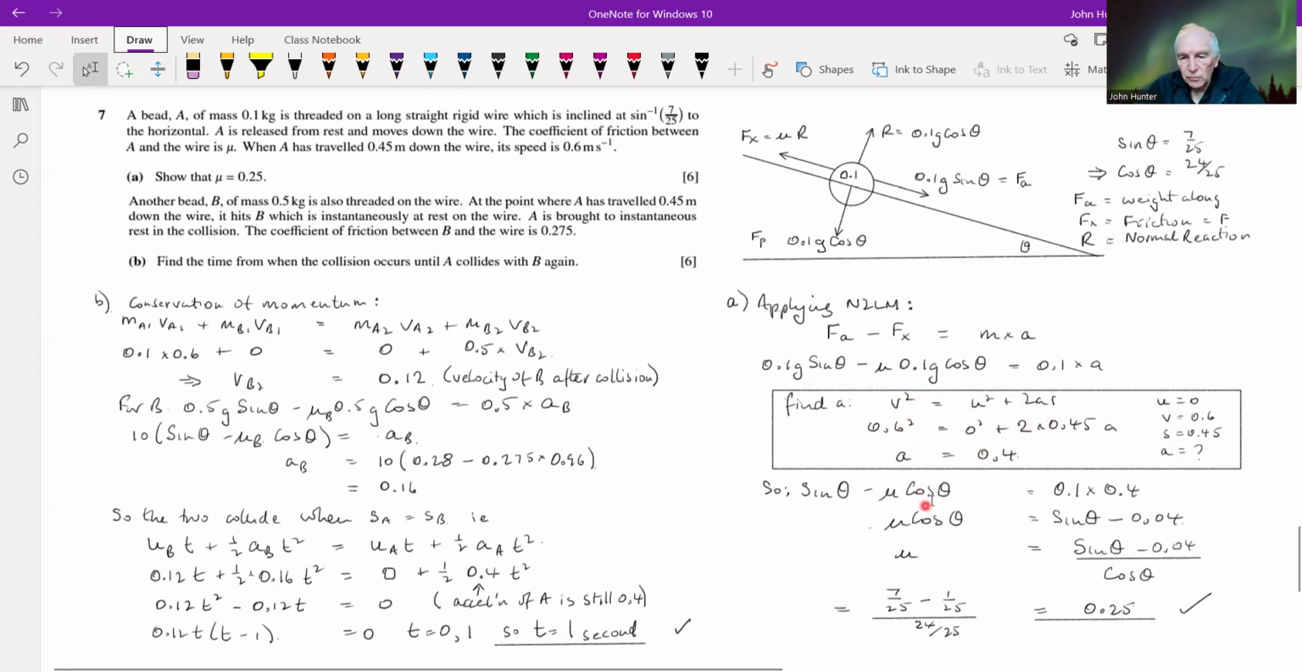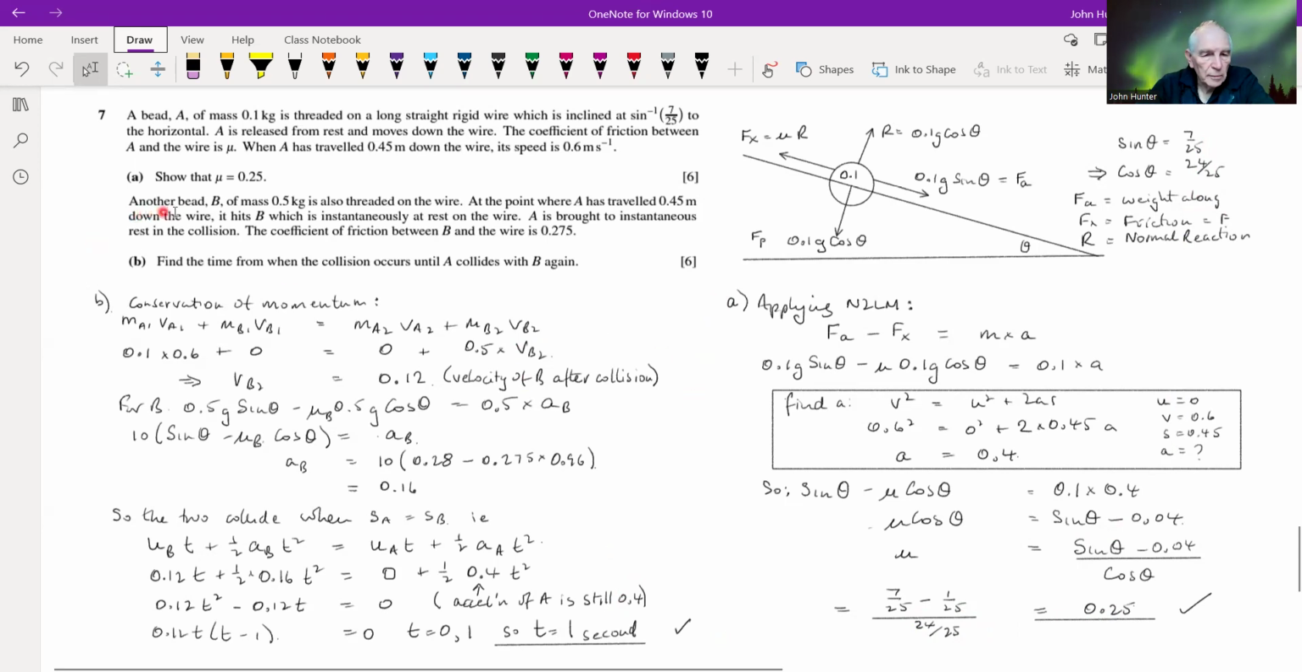equation there. So if we substitute that 0.4 back into this equation, the 0.1s go out, a bit of manipulation, follow that through. We know what sine theta and cos theta are. Sine theta is 7/25, and from that we can deduce that cosine of theta is 24/25. So Pythagorean triple, 7, 24, 25. And that's just going to give us that the coefficient of friction is 0.25. Okay, so that is part A.